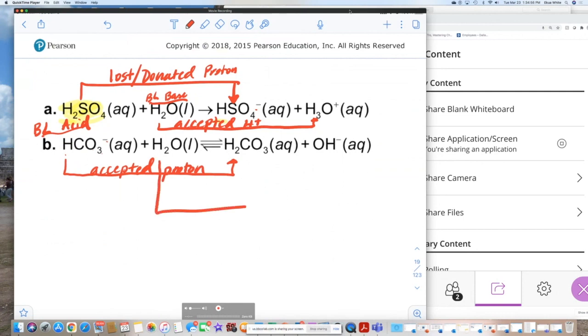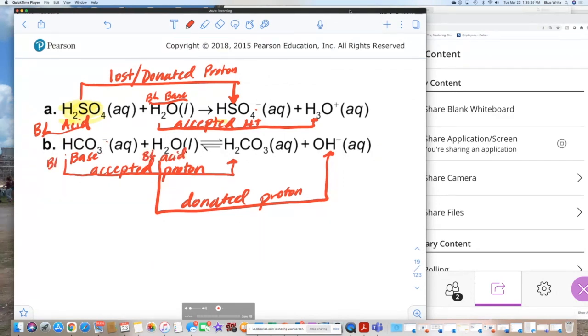What about from here to here? You went from two hydrogens to one hydrogen. That's the one that gave up the proton. So donated proton, right? So as we can see this here, we can tell which one is acid, which is base. The one that accepts the proton is the base. The one that donates the proton is the acid. So this is the acid.